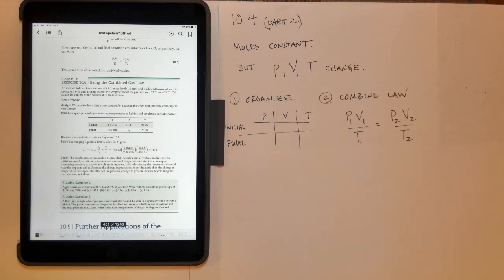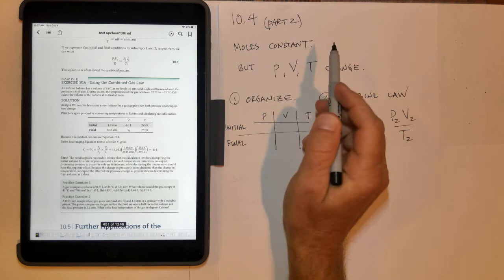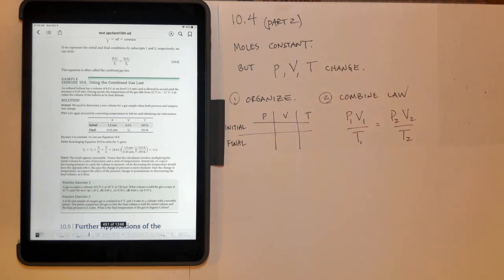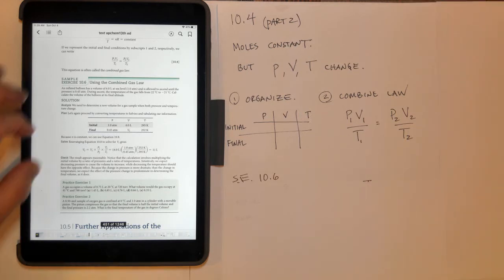So here's the combined gas law. P1 times V1 over T1 equals P2 times V2 over T2. And these combine the gas laws of Boyle's, Charles's, and Gay-Lussac's law and assume that moles are constant. In other words, you're not adding any gas to the system nor taking any away. Let's do a sample exercise with this. Sample exercise 10.6 in your textbook.